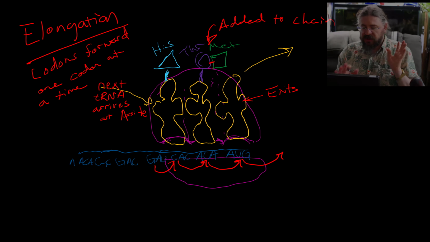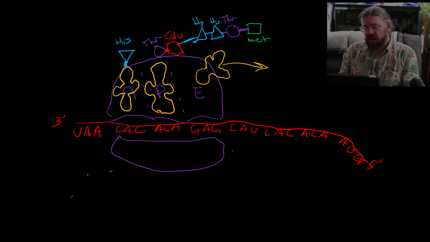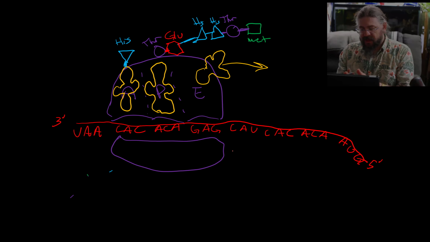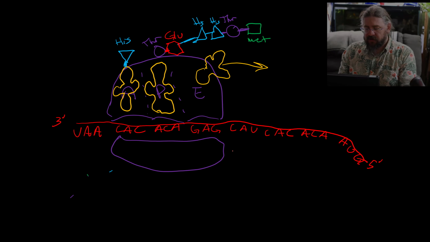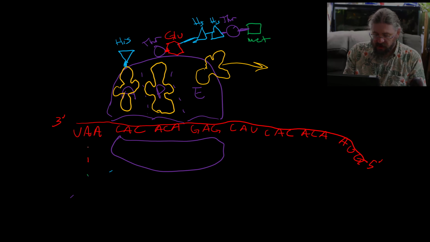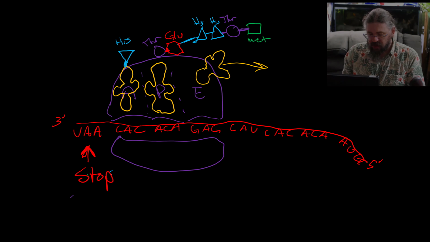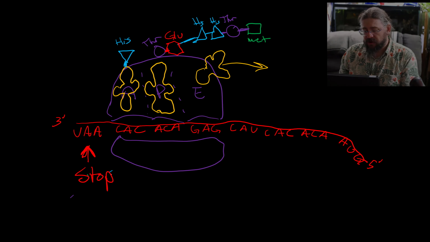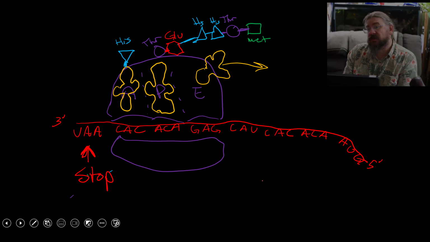So elongation is literally just click, click, click, click, click, click, click until this point. This is elongation. And the big thing about this point here is stop is the next one to click forward. And once stop enters the A site, elongation is over. And we'll talk about what happens when stop enters the A site, the next biology bite.